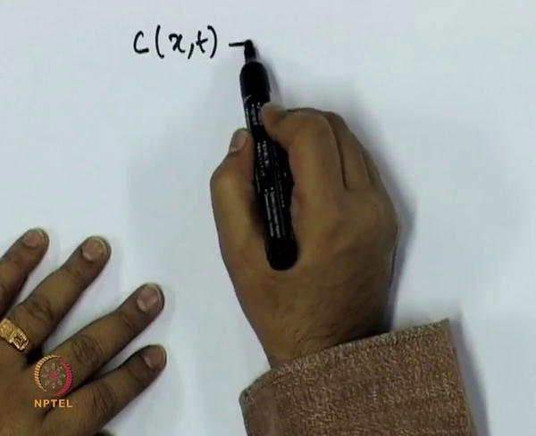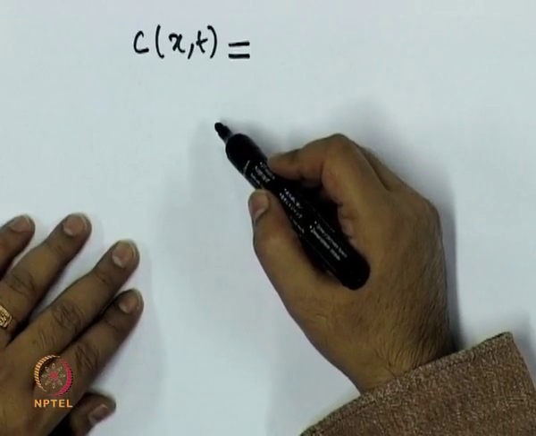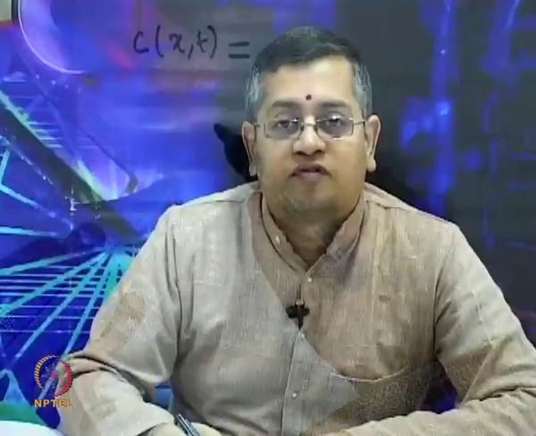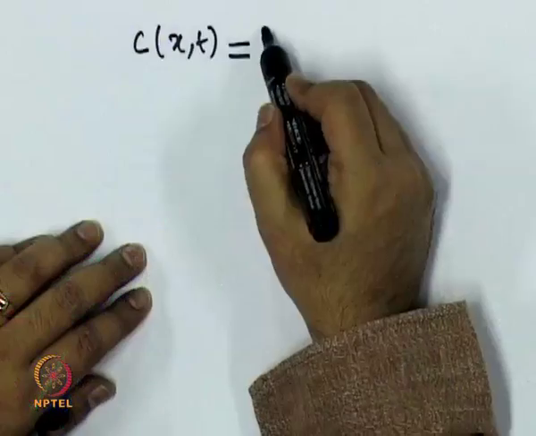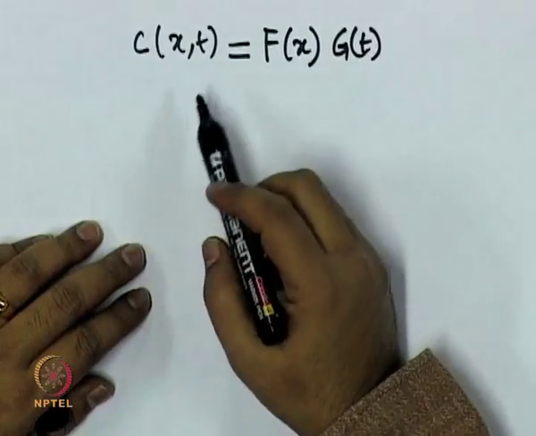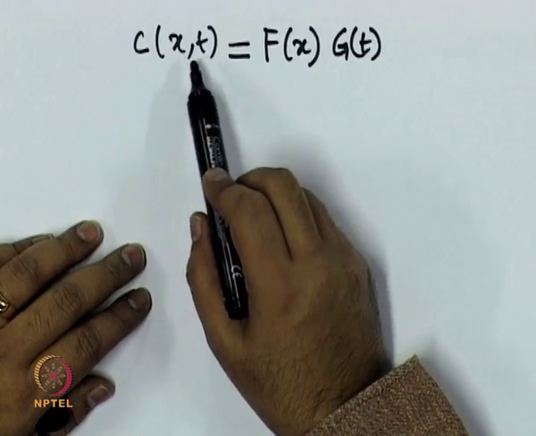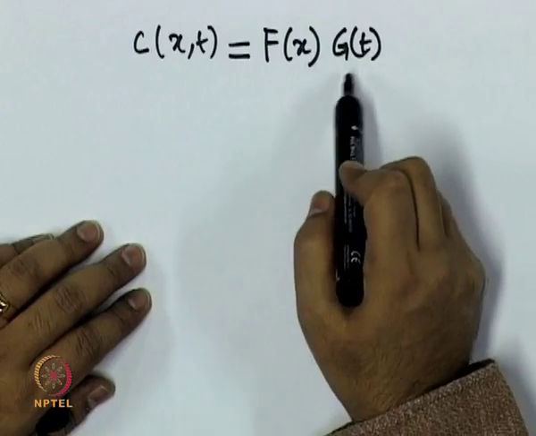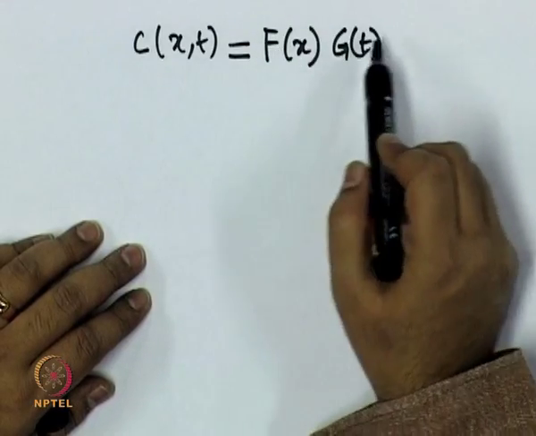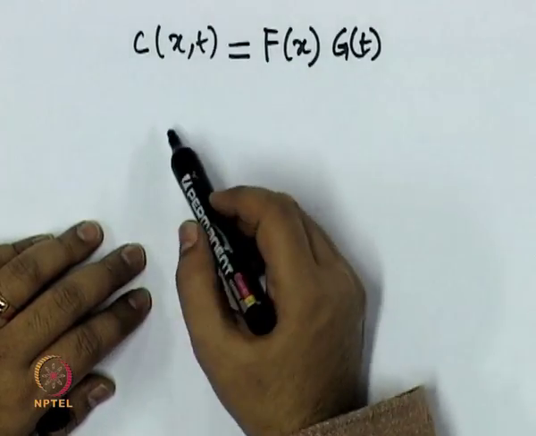So, I am going to assume that the position part and the time part are two different functions, and the solution is basically a combination of these two functions. So, I am going to assume that this is f of x times g of t. So, this is the first step. I am going to assume that concentration, which is a function of position and time, can be split into two functions, one function which depends only on position and another function which depends only on time. And we are going to substitute it back into our equation.